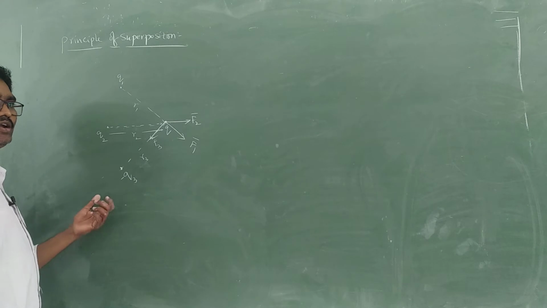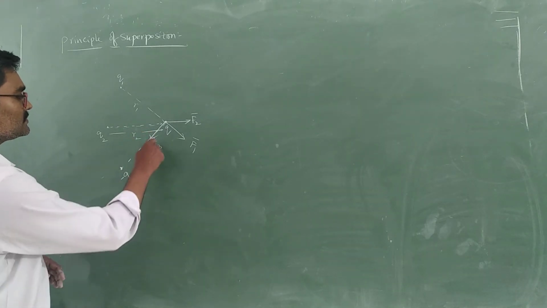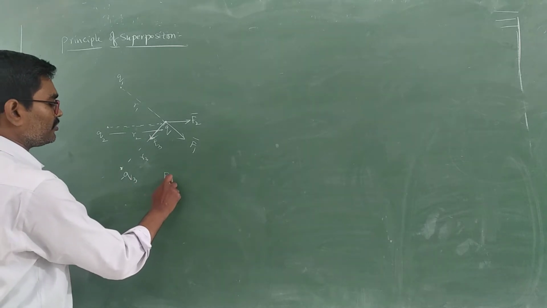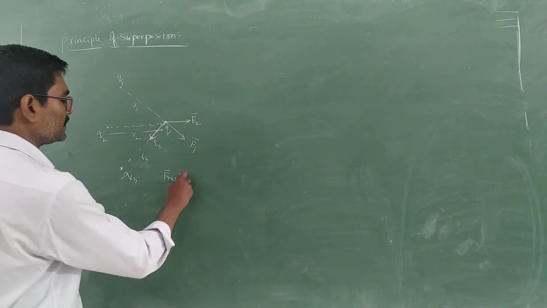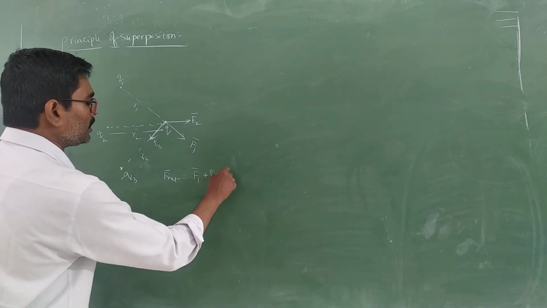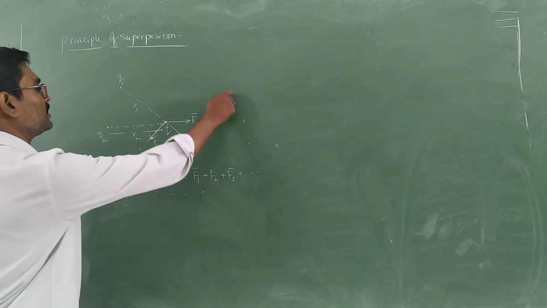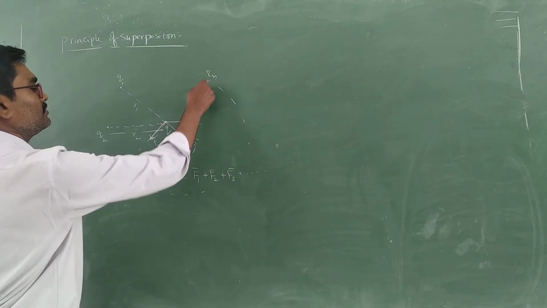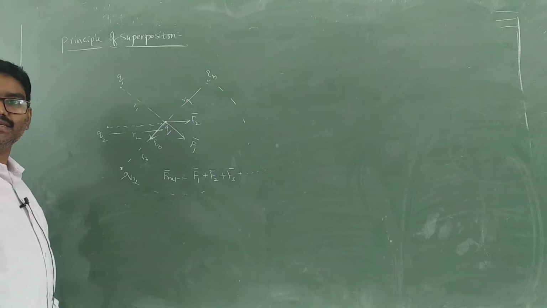Okay, now clear. So now I need to calculate the net force, which is equal to what? The sum of all these forces: F1 bar plus F2 bar plus F3 bar and so on. How many charges have you taken? Suppose n charges you have taken, that is Fn.